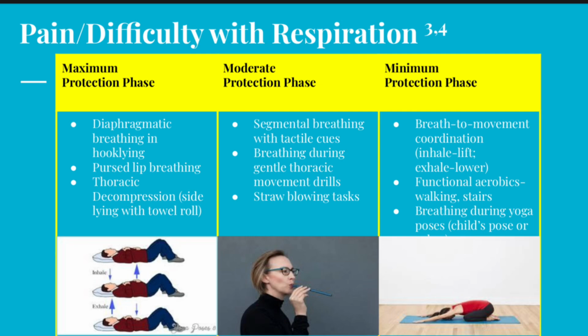So this could be as simple as having your patient sit down, twist, do some thoracic rotations, and as they're rotating, tell them to take a nice breath in and then breathe out as they twist back to neutral. And then third, we have straw blowing tasks. And so this will just encourage slow, controlled exhalation and will reduce tension in the rib cage.